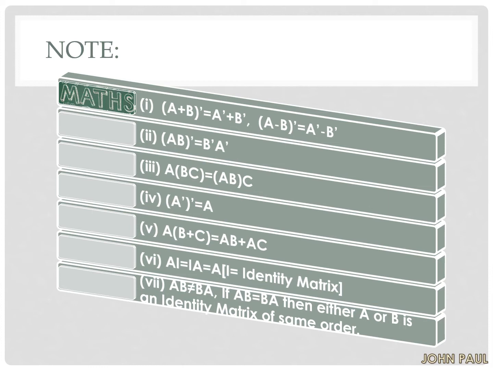(A transpose) whole transpose equals A. A into (B plus C) equals AB plus AC. A into identity matrix I equals identity into A equals A. If AB equals BA, then either A or B is an identity matrix of the same order.